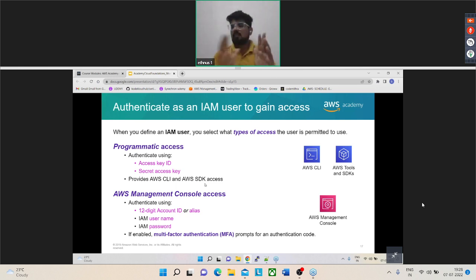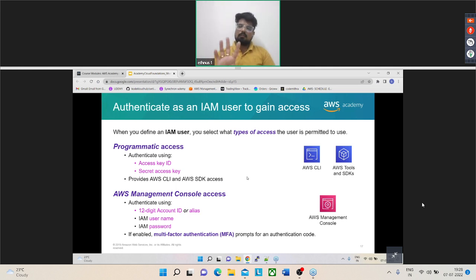That is for programmatic access. Is that clear? Yes or no? Okay. So guys, I've also told you, till now whatever access I have done has been through the AWS Management Console, and I have done it as a root user. Once I create the IAM user in the demo, I will show you how to do it through an IAM user as well. So this is done. Now let's move ahead.